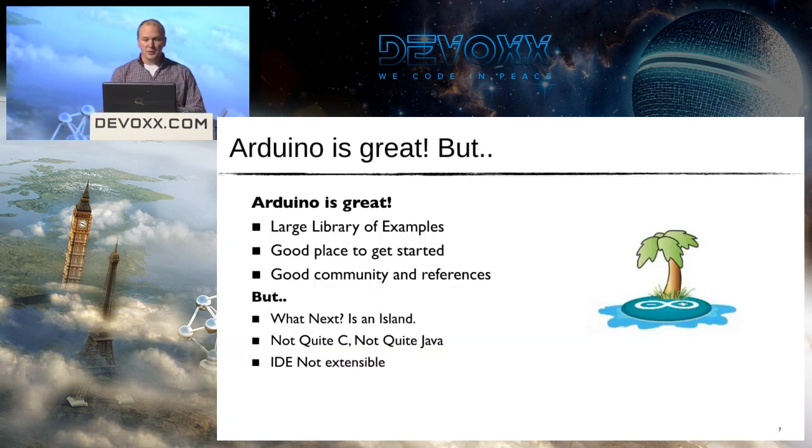Now Arduino is great. It's got a really large library of examples. It's a great place to get started. It's got an enormous community and lots of references. But what next? Where does Arduino go to? It's kind of a bit of an island. So it's not quite C, it's not quite Java, and more importantly, the IDE itself isn't extensible. Well, it hasn't been in the past.